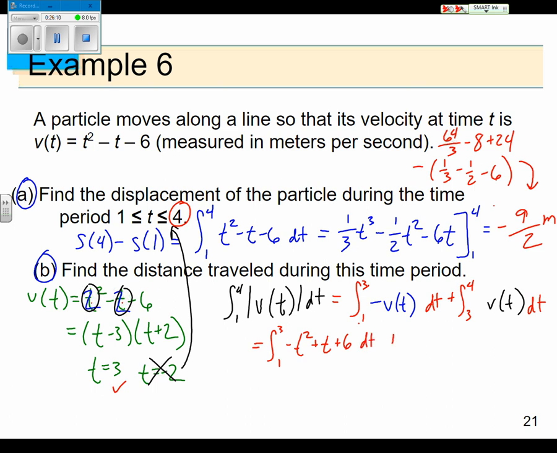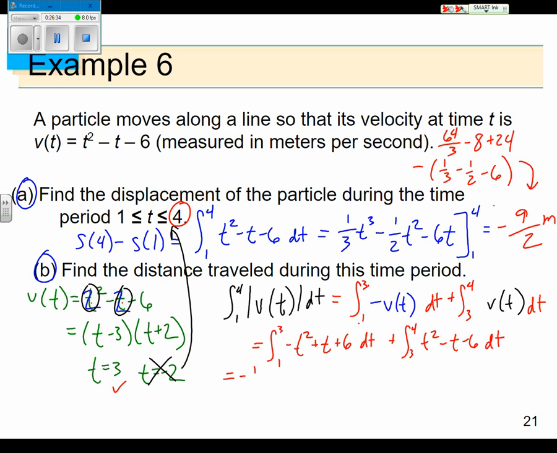And I'm going to add that to the integral from 3 to 4. Well, I've just got v of t here, so all of that's going to be the same. It's just going to be t squared minus t minus 6. Okay, so I've got this big old thing to integrate right here. Keep moving further to the left, so I'm going to need more and more room.